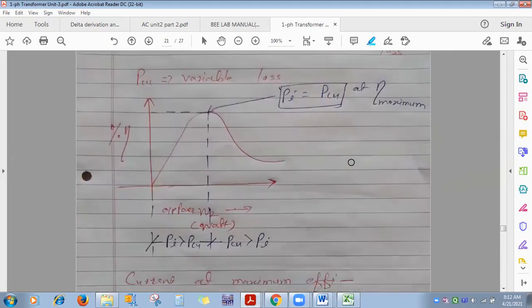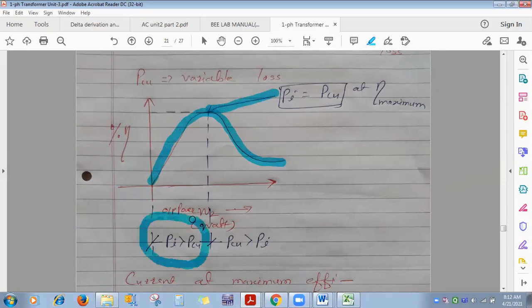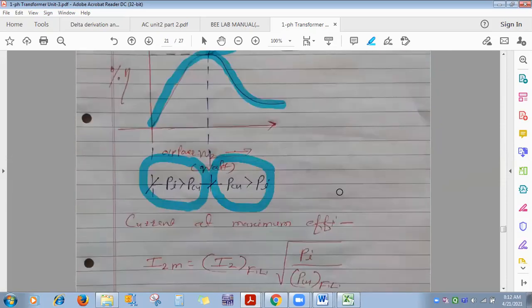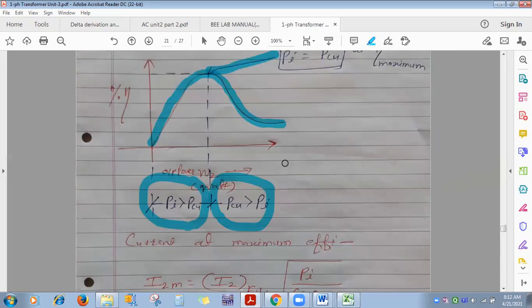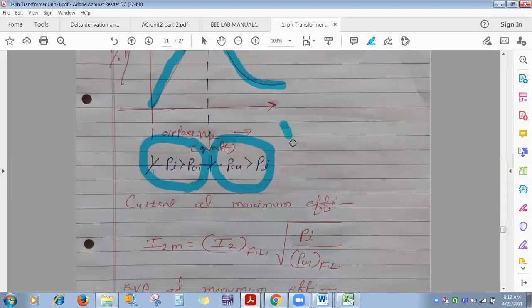Now this one I think I told you. This point is explained: why efficiency initially increases and reaches a maximum, because at maximum efficiency iron loss and copper loss are equal. Below the maximum efficiency point iron loss is greater, and after the maximum efficiency point copper loss is greater. I think this point I covered in the previous lecture. If not, please tell me, I will repeat. Okay, I think it is covered.